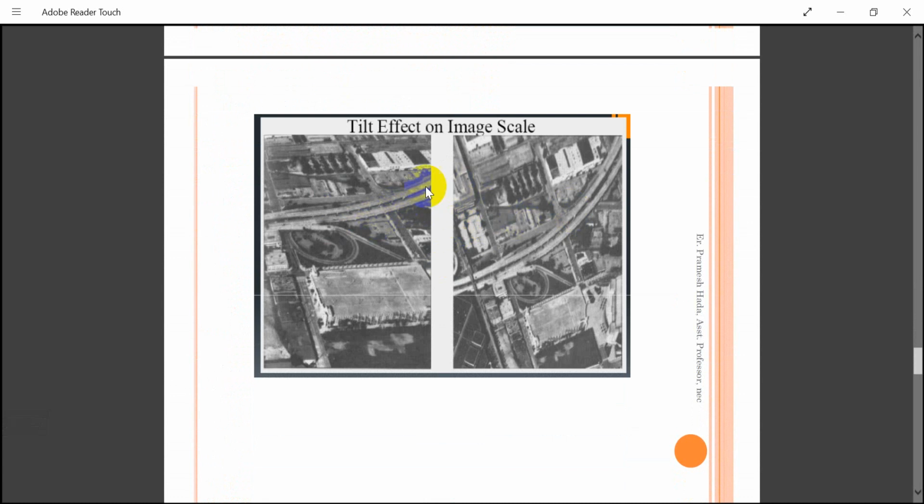Tilt effect on image scale. See, this is an exactly rectangular vertical photo, and in this one some tilt is happening. So how can you match these photographs? How can you get the details of the tilted image from the vertical one, or the details of the vertical from the tilted image? You can observe that some tilt is happening. That is the effect of tilt on the image, and you can also observe the scale.